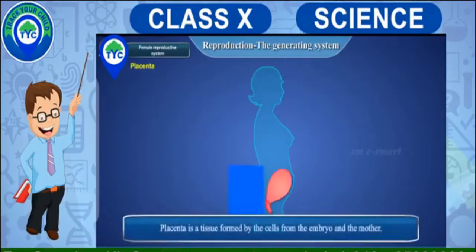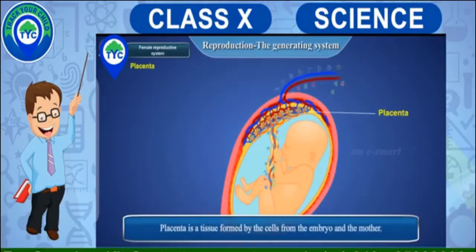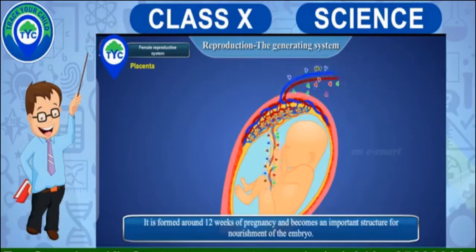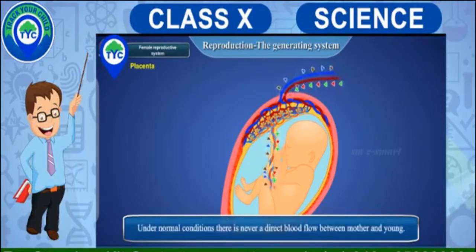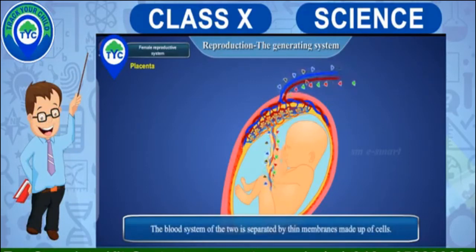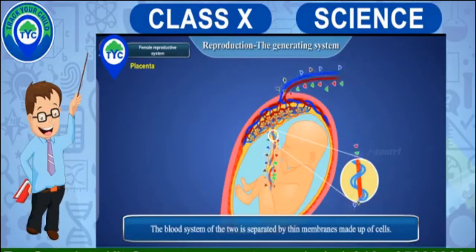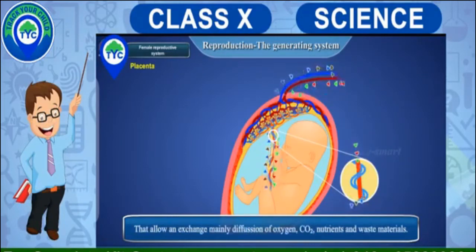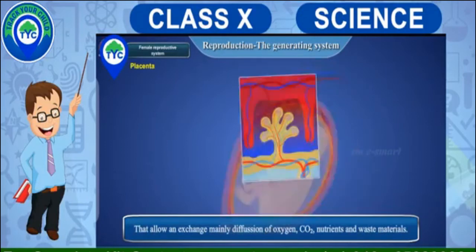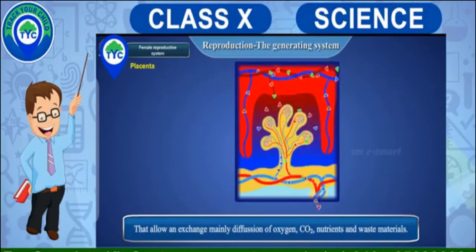Placenta. Placenta is a tissue formed by the cells from the embryo and the mother. It is formed around 12 weeks of pregnancy and becomes an important structure for nourishment of the embryo. Under normal conditions, there is never a direct blood flow between mother and young. The blood systems of the two are separated by thin membranes made up of cells that allow an exchange mainly by diffusion of oxygen, carbon dioxide, nutrients, and waste materials.